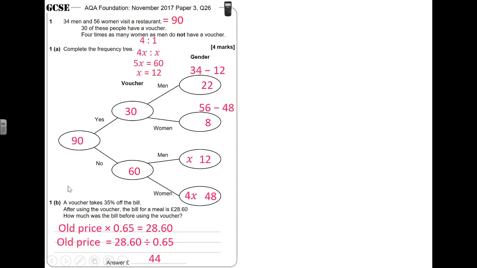Part B, so the voucher takes 35% off the bill. After using the voucher, the bill for the meal was £28.60. How much was the bill before? So we need to do the whole price times 0.65, because 35% off from 100% gives you 65%. 65% as a decimal multiplier is 0.65. So the old price times 0.65 would have been £28.60. We need to do the reverse of that, so we need to divide by 0.65. So the old price would have been £44.